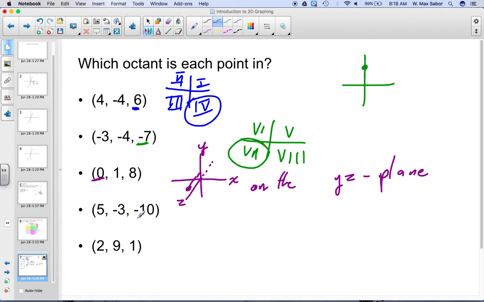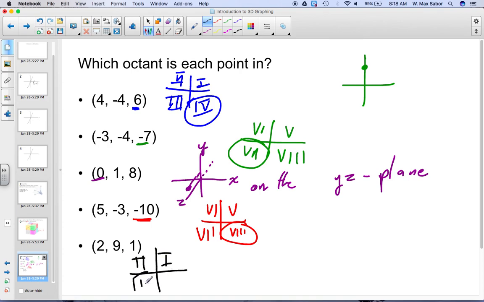Here, we have a negative z coordinate, so we know that we have these options. And then 5, comma negative 3, that tells me that we're in octant 8. And lastly, this is positive, positive, positive, which you should probably be able to guess is octant 1. And it is, because positive z tells me we're looking at 1 through 4, and positive x and positive y means octant 1.